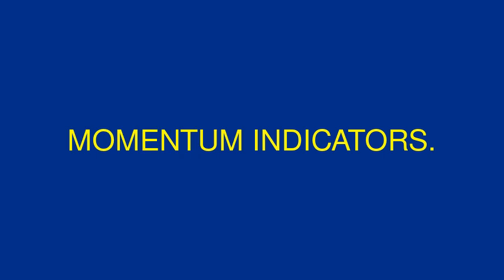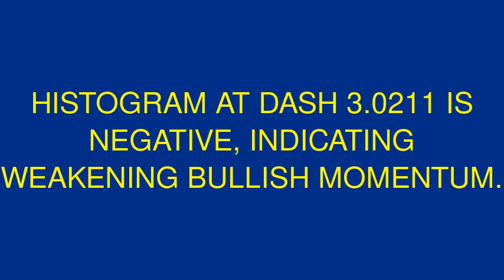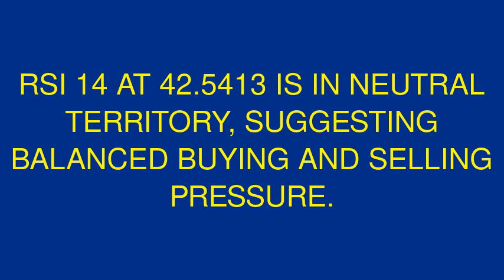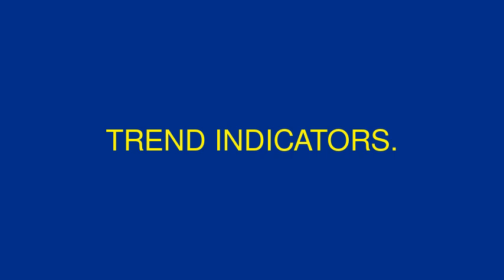Technical indicators. Momentum indicators. MACD at 5:26.62 is positive, but the MACD histogram at -3:0211 is negative, indicating weakening bullish momentum. RSI 14 at 42.5413 is in neutral territory, suggesting balanced buying and selling pressure. MFI 14 at 42.5821 also indicates neutral conditions.